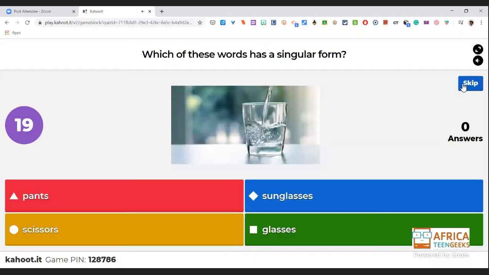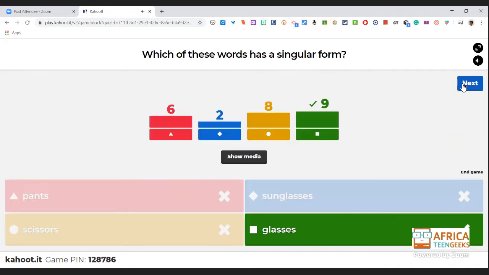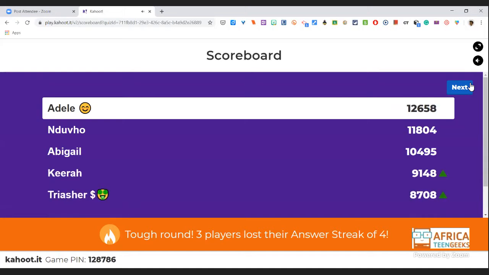Which of these words has a singular form? Oh, not too many people got that one right. So you remember that some words are always in the plural. They're plural forms, like pants stays as pants, scissors stays as scissors, sunglasses stays as sunglasses, but glasses could be talking about a glass that you drink cool drink out of or water out of. So that one can have a singular, but it doesn't mean the same. It's not the same type of glasses as sunglasses. So well done to those 9 that got that. Good. Kira, Tresha, yay, you're in the top 5 now. Adele still in the lead. Duvu, Abigail, Kira, Tresha. Good.